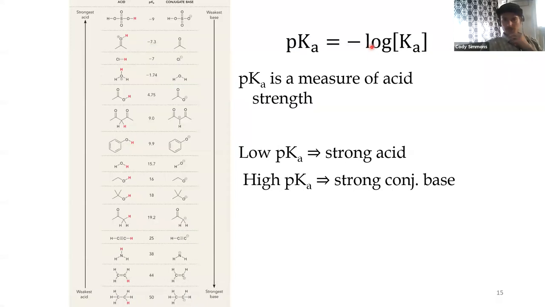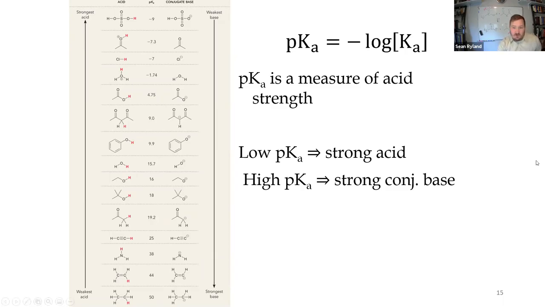You mind if I ask a question? Not at all. Does the pKa value change once you've gone from the acid to the conjugate base? That's a good question. So the pKa does not change, but if you remove a second proton, that's going to have a different pKa value.